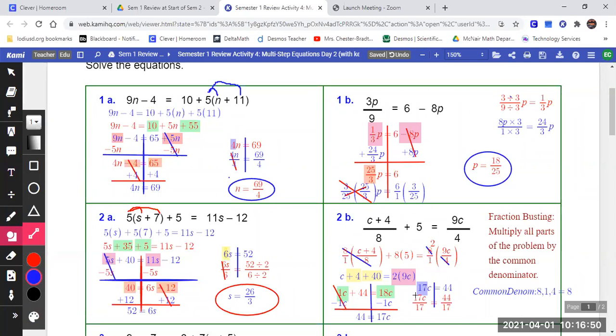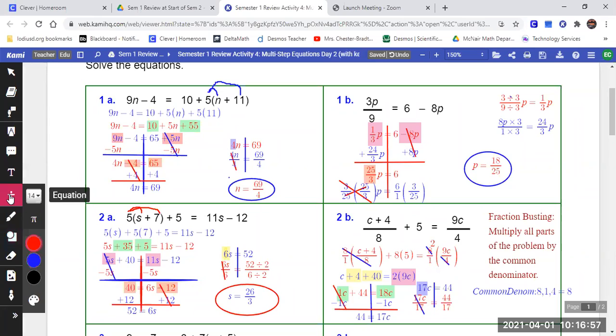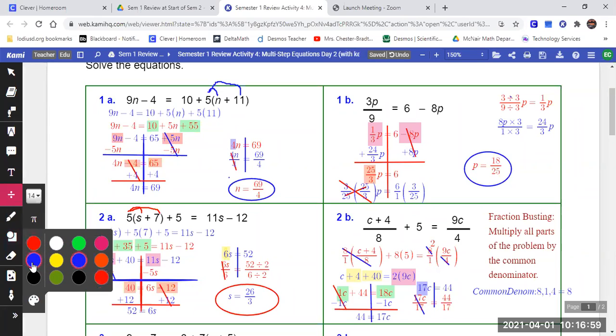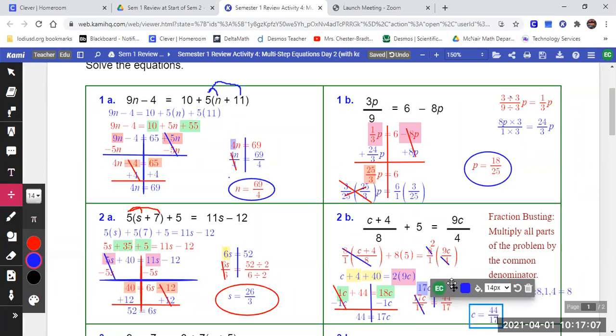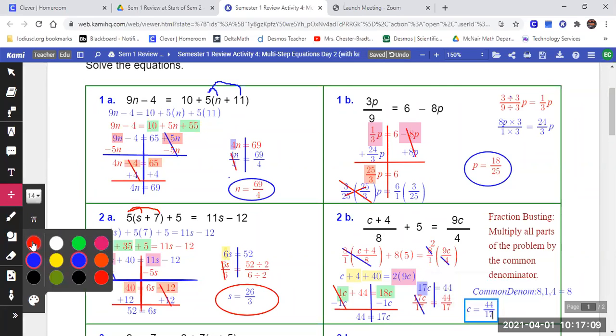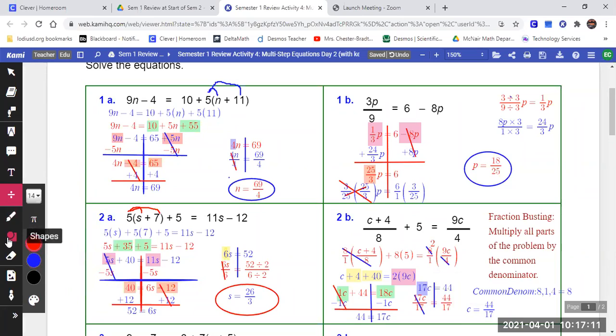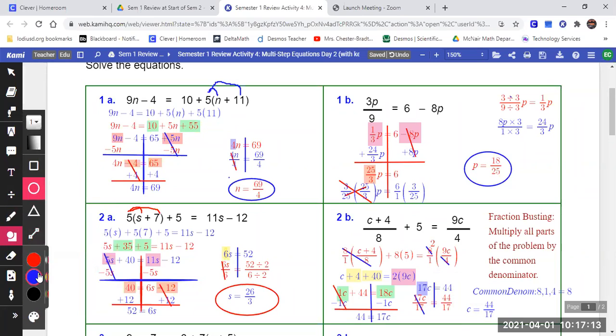No. 17 can't help out very much. 17 is kind of a mess. It's okay. Life's like that. So C is equal to 44 over 17. And there's nothing we can do about that. C is equal to 44 over 17. Okay, it's a fact.